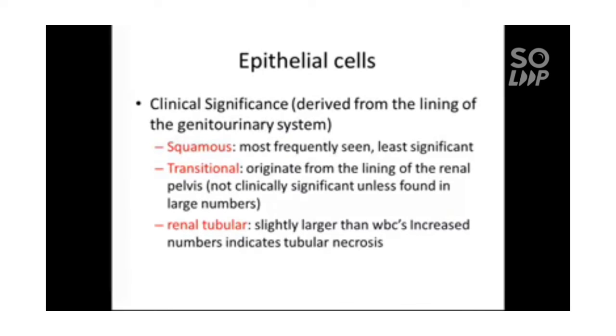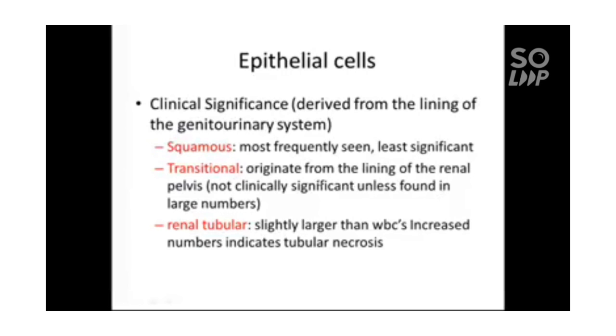Epithelial cells, clinical significance derived from the lining of the urinary system. There are 3 different types. Squamous is the most frequently seen and the least significant, and this is just from the lining of the urethra typically. However, if we're doing a midstream clean catch, when we have the patient go to the bathroom, the first portion goes into the toilet, that sometimes will rid some of the squamous cells so they are not as frequently present in the microscopic examination.